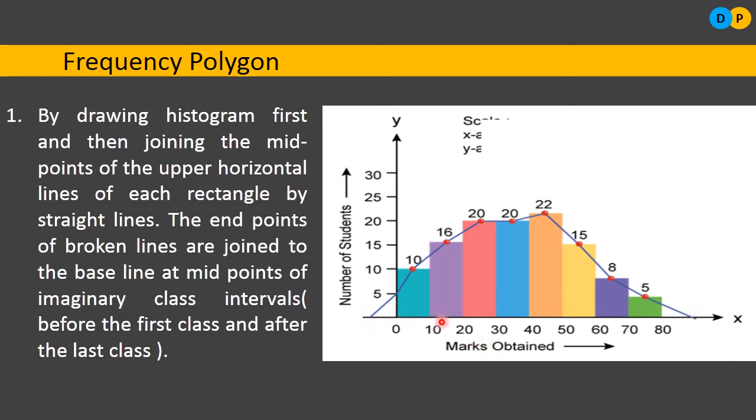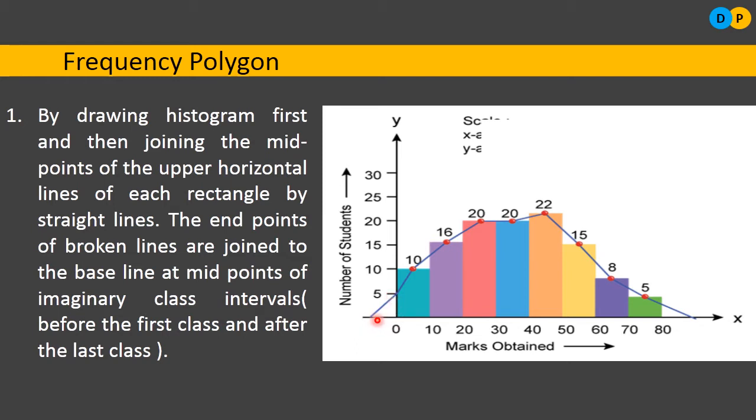But how and where will they be joined? They will be joined to the baseline at the midpoint of an imaginary class. What do you mean by an imaginary class here? 0 to 10 is the first class, followed by 10 to 20. So what will be the imaginary class towards the left side of 0, the origin? It may be 0 to minus 10. In this imaginary class, 0 to minus 10, what will be the midpoint? The midpoint will be minus 5.